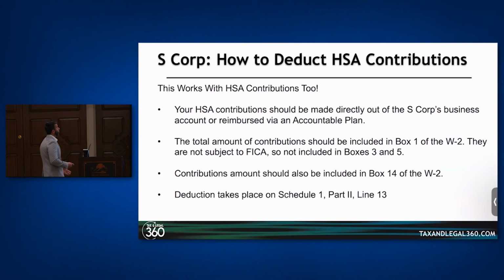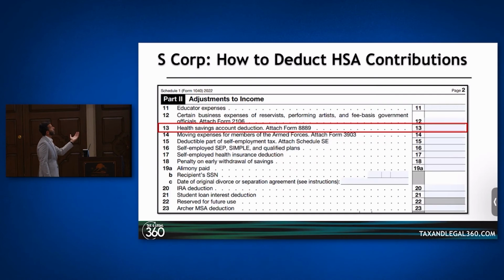But guess what? You can do this for your HSA contributions too. All right. So this is basically the same exact thing that I was talking about when I was talking about the health insurance premiums. The only difference here is that the deductions take place on a different line item. So if we look at the line item here, it's just line 13 of the same schedule. So your health savings account deduction is taken here. Do the same exercise. If you have an HSA and you don't see a deduction here, you need to question your tax professional about what's going on.